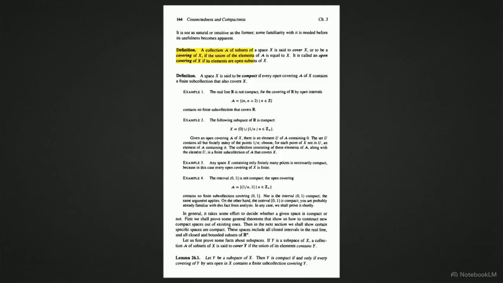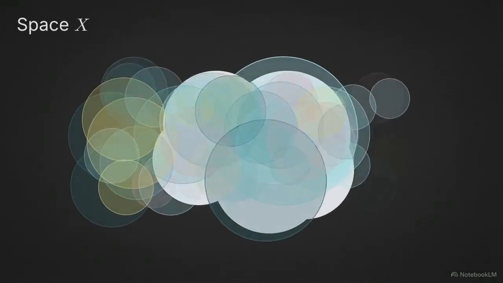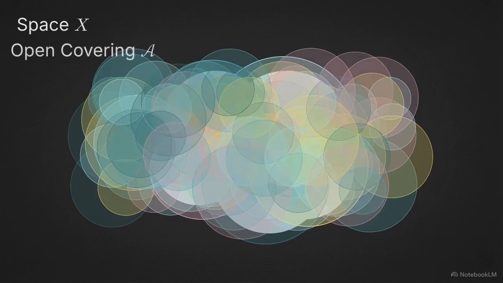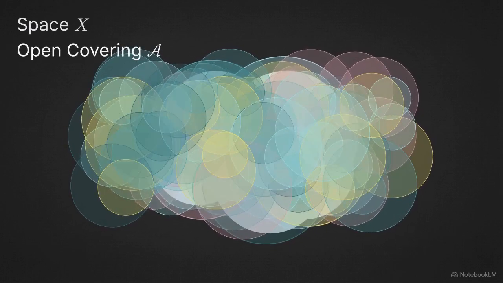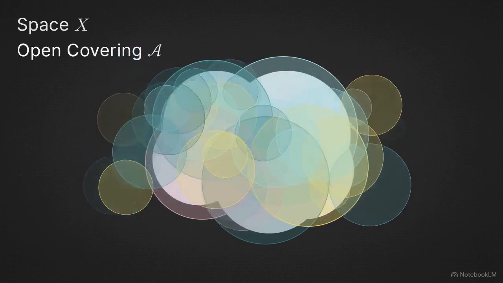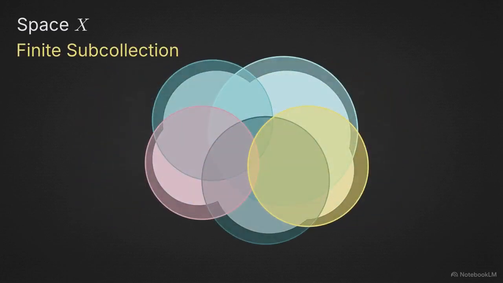An open covering is a collection of open sets whose union contains the entire space X. A space is defined as compact if every open covering of that space contains a finite subcollection that also covers the space. If you cover a space with an infinite number of overlapping open sets, and that space is compact, most of those sets are redundant. You can remove the excess and still cover the entire space using only a finite number of those original sets.